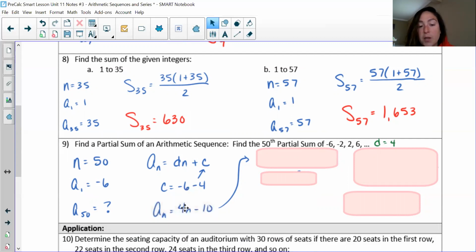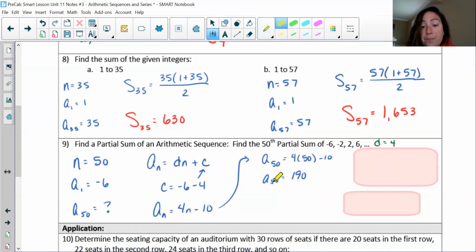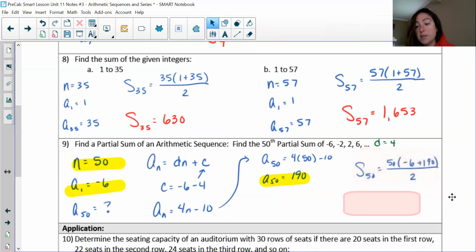So we get the value of our equation. The explicit formula for this arithmetic sequence is a sub n equals 4n minus 10. So now I can substitute in 50 to find the value of the 50th term to be 190. So now I have enough information to find the partial sum. So I substitute those values into the formula, and we end up getting 4,600.